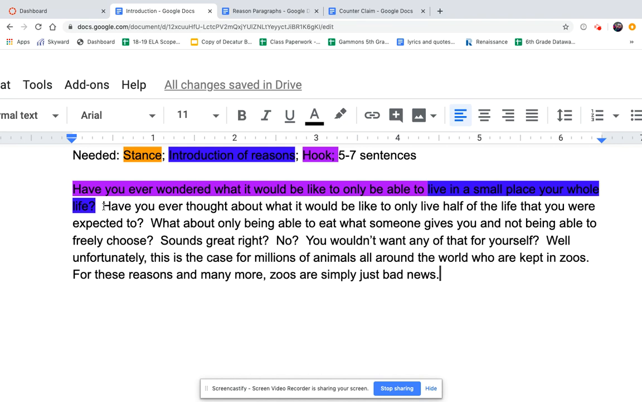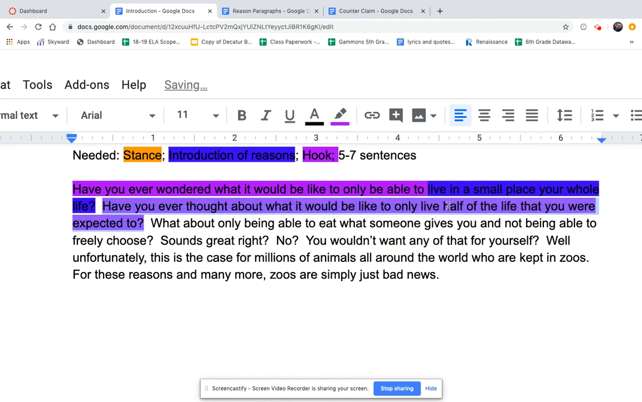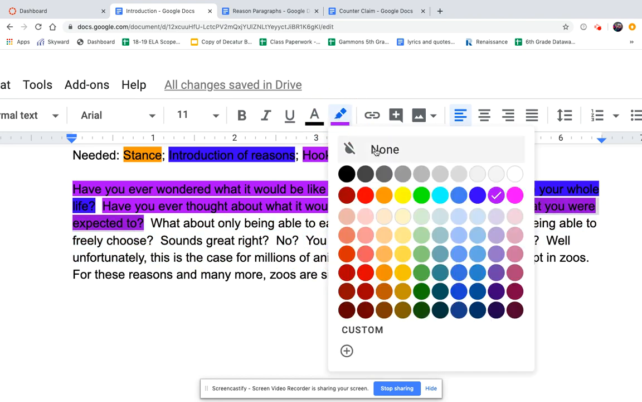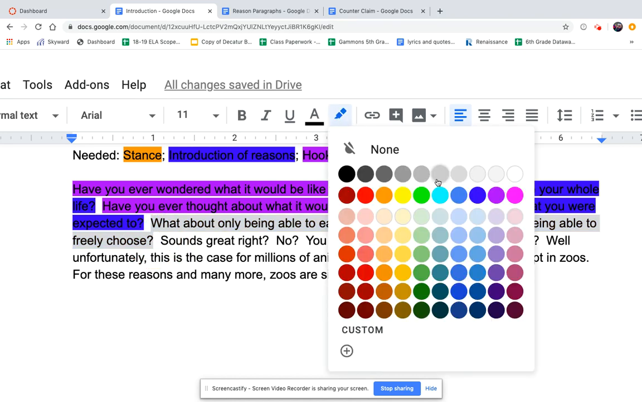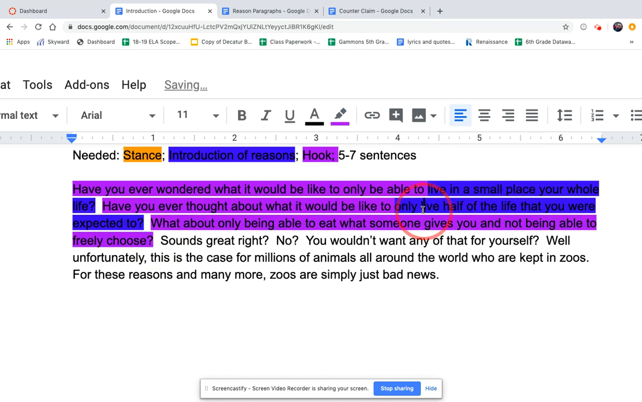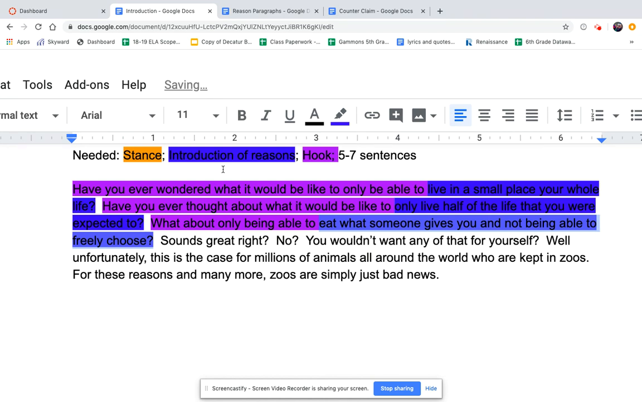Same thing with the second sentence. Have you ever thought about what it'd be like to only live half the life you were expected to? Again, that is also part of my hook, but this right here is another introduction to one of my reasons. What about only being able to eat what someone gives you and not being able to freely choose? Again, hook, and again, reasons. So I've got two of the three covered there.